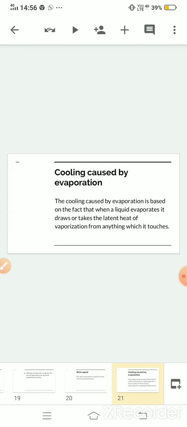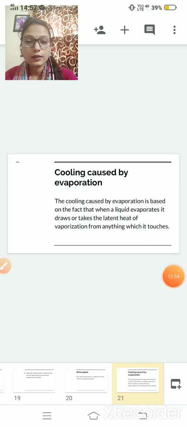Spirit requires latent heat of vaporization. What does spirit require? Spirit requires latent heat of vaporization from our hand. Now the hand loses heat and gets cooled. This is an example of cooling caused by evaporation.